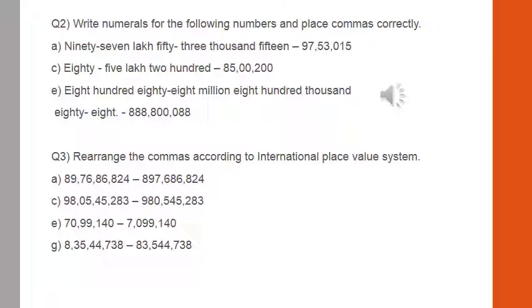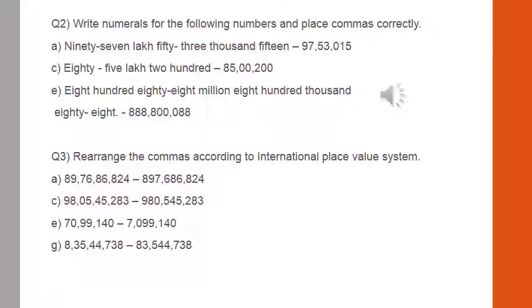Same, you can see the C part also. It is 85 lakh 200. That means 85 comma. Now at the 100,000 place there is no digit. That means we will be putting 00, because at the thousands place nothing is mentioned. Straight after 85 lakh comes 200. So the last three digits will be 200 only, and there is no number at the thousands period, so we'll be putting 00. So the number will become 85 comma 00 comma 200.